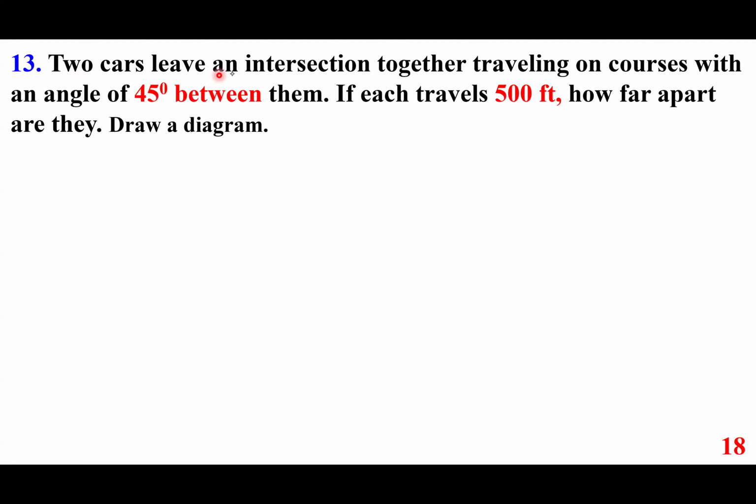Two cars leave an intersection together, traveling on courses with an angle of 45 degrees between them. If each travels 500 feet, how far apart are they? Draw a diagram. So one is going this way, one is going this way, giving rise to an angle of 45 degrees between them, 500 feet each one. This is the missing side. So clearly we're going to use the cosine law.